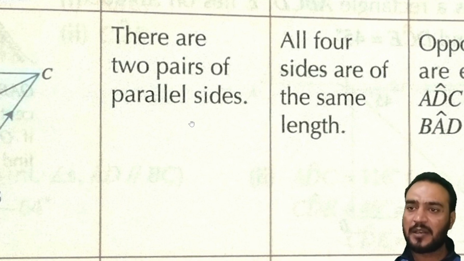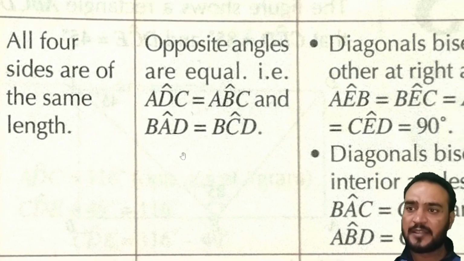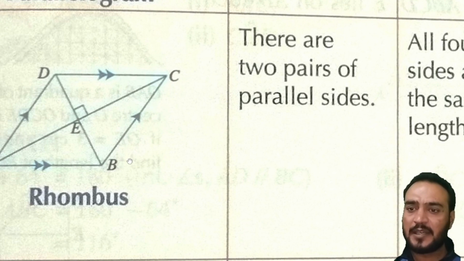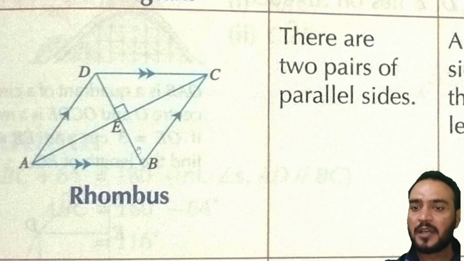Let us discuss some other properties again. There are two pairs of parallel lines, as I discussed earlier. All four sides are the same length. Opposite angles are equal. Obviously, as we discussed in the parallelogram, in a rhombus also opposite angles are equal. That is, the angle at point A is equal to the angle at point C, and the angle at point B is equal to the angle at point D.